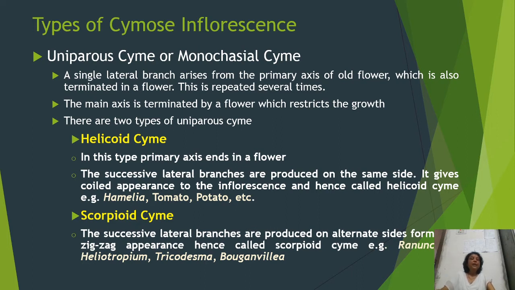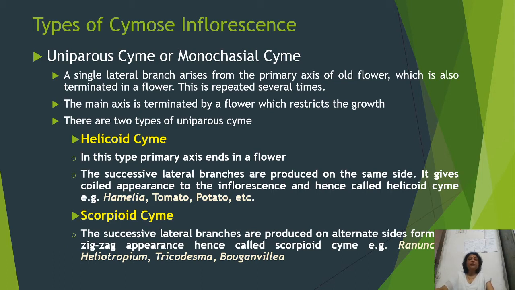First of all, the helicoid cyme. In helicoid cyme, the primary axis ends in a flower and the successive lateral branches are produced on the same side. It gives a coil-like appearance to the inflorescence and hence is called helicoid cyme. There are a number of examples of it like Hamelia, tomato, potato, etc.